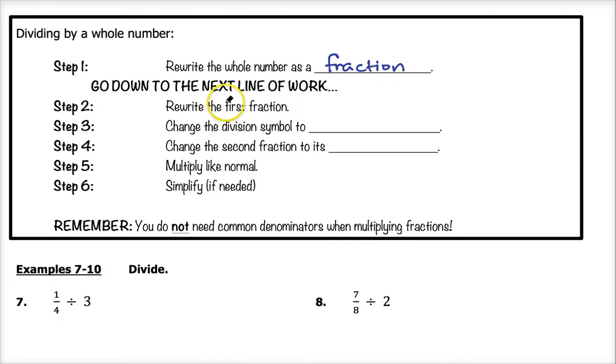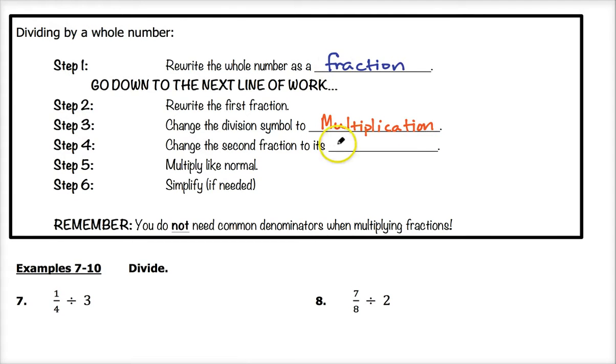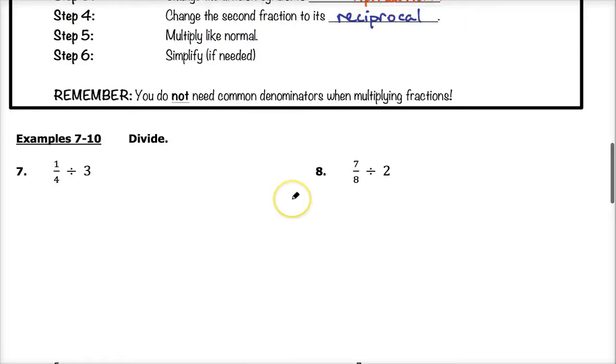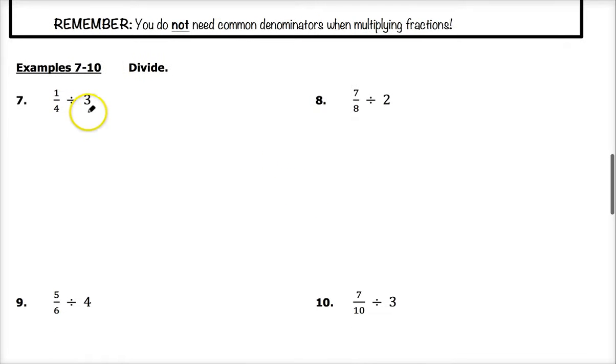Then we're going to go down to the next line of our work. We're going to rewrite the first fraction as is, so we're not going to change anything on the first fraction. We're going to change the division symbol to multiplication. And then we're going to change the second fraction to its reciprocal. After we do that, we'll multiply like normal and simplify if needed. Just like multiplication of fractions, when we're dividing fractions, because we're changing our operation to multiplication, we do not need common denominators. Okay, so let's go down to these examples and practice doing this using the algorithm.